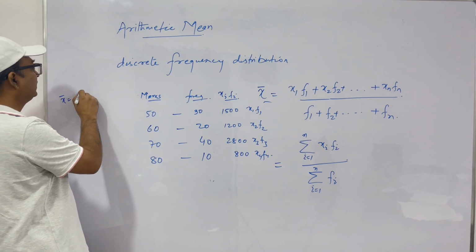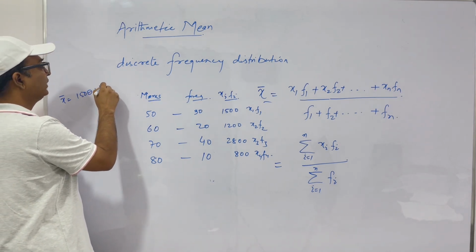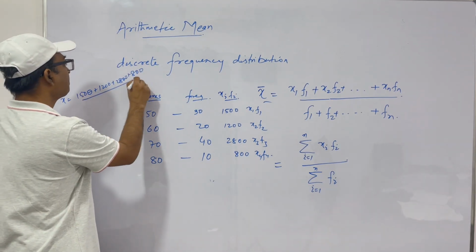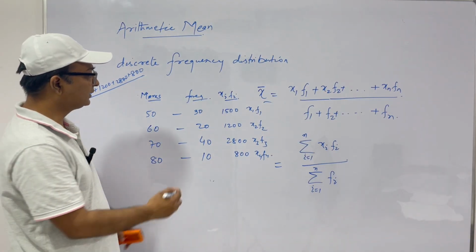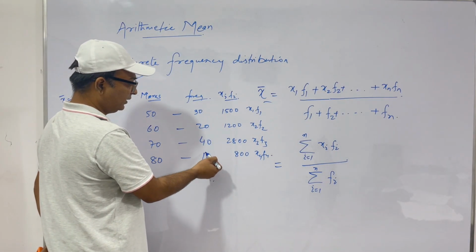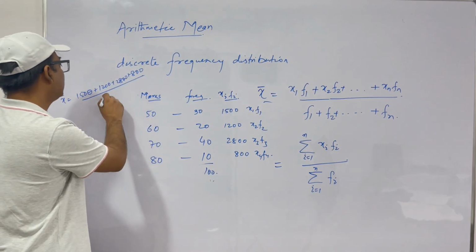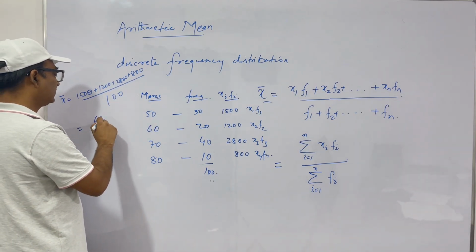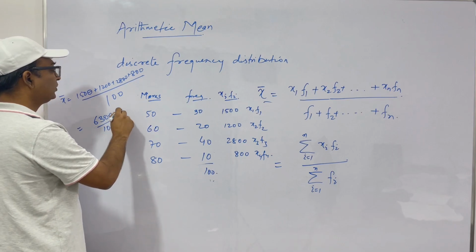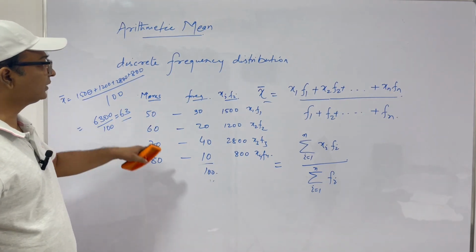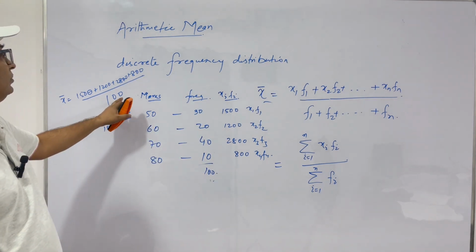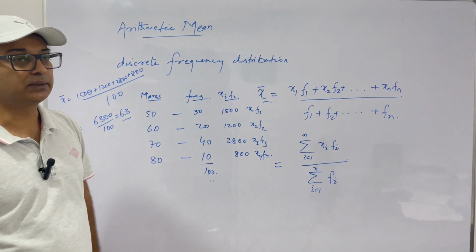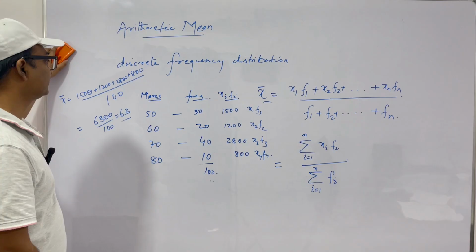So this is 1500 plus 1200 plus 2800 plus 800 by, we add all the frequencies. What is this? 30 plus 20, 50 and 50. This is 100. So by 100. So this comes to 6300 by 100, which is equal to 63. So the arithmetic mean for this discrete frequency distribution is 63. So this is how we calculate the arithmetic mean of a discrete frequency distribution.